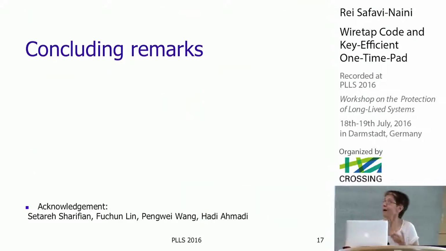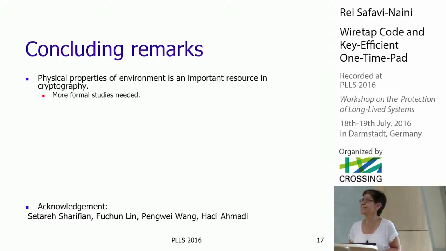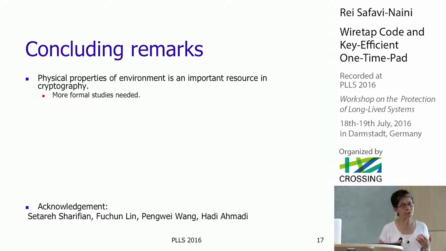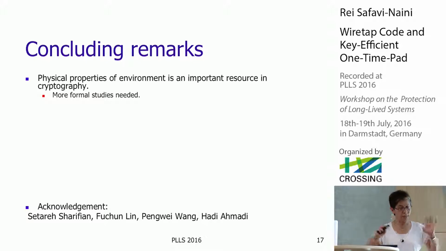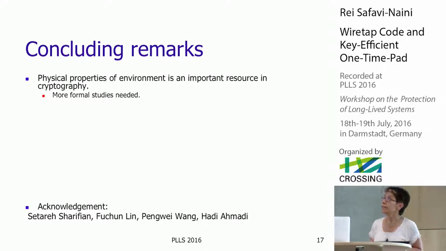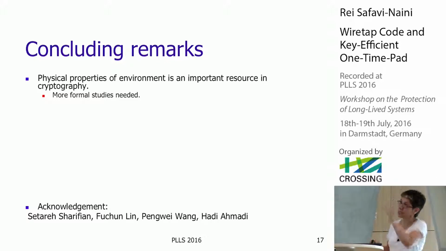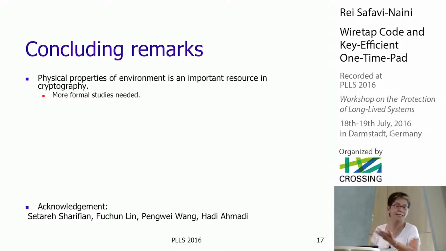To conclude, one of the main points that I think is very important to raise is that the physical properties of the environment are an important resource for adding security, making security specialized to the environment and making the life of a mass surveillance attacker much harder, because you're adding a second factor. We did not have this second factor before; all the factors that we have are information. So that's quite a nice thing to use. We need a lot more formal studies in this domain.